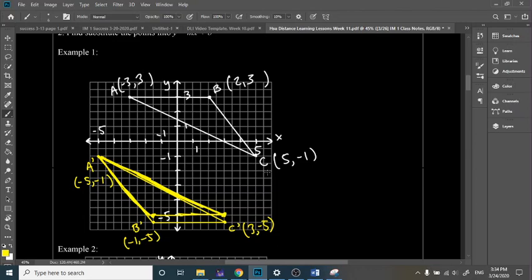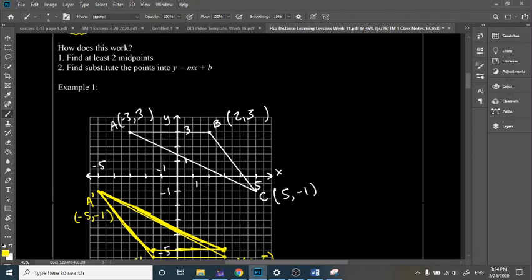Okay, so let's see what we got. Let's find midpoints. So how many do we need? At least 2. The reason is because, let's see. If we take like these two, the midpoint is somewhere in the middle. And if we have this and we find something in the middle, we have 2 points, connect that line.